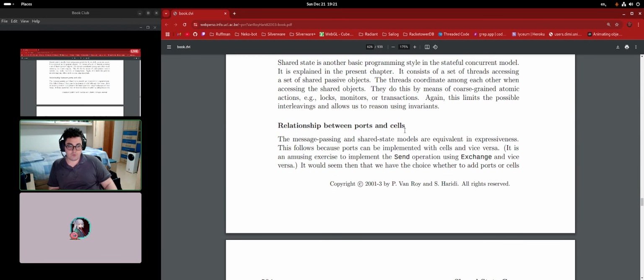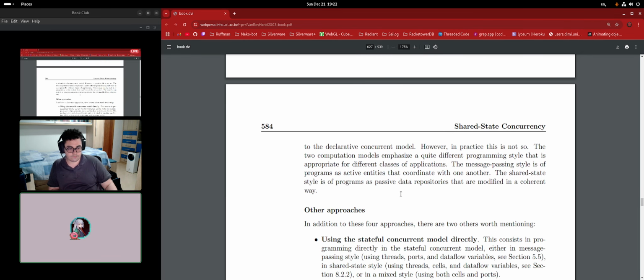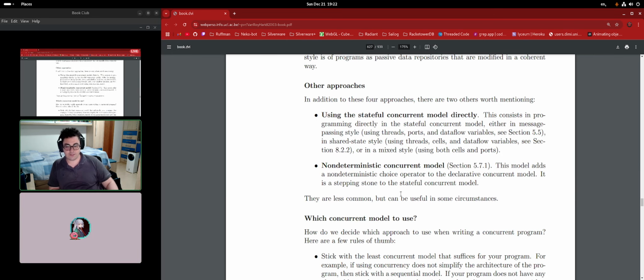And then the relationship between ports and cells. And then the end of the story, the summary, that they are equivalent in expressiveness, because you can implement one in terms of the other, but usually they are associated with particular styles of programming, so you want to keep them separate anyway. Also, small spoiler, they also have different semantics when we get to distributed programming later in the book. That makes sense, but that's spoilers.